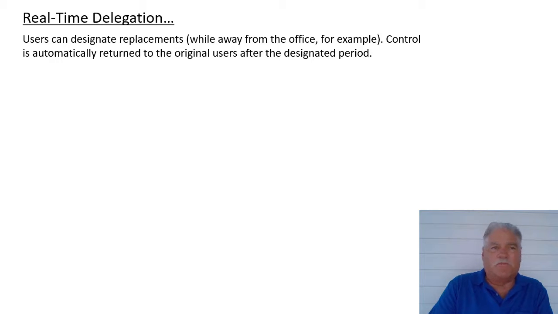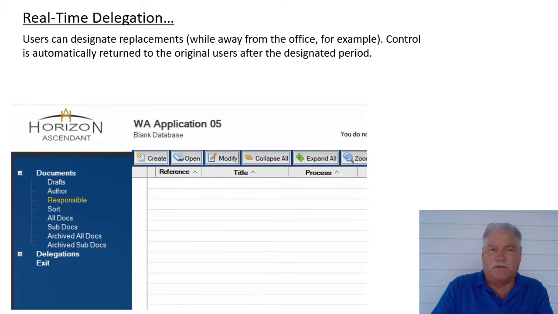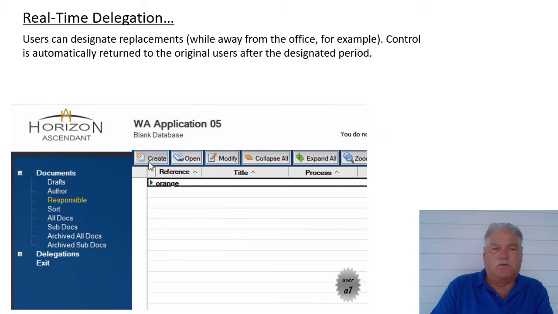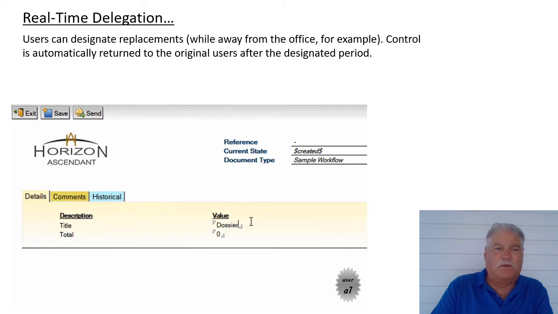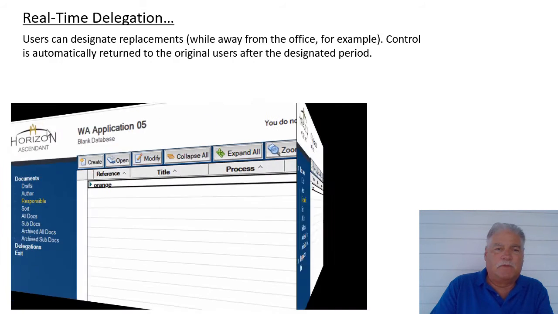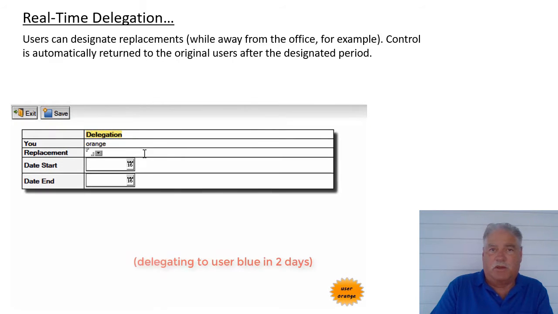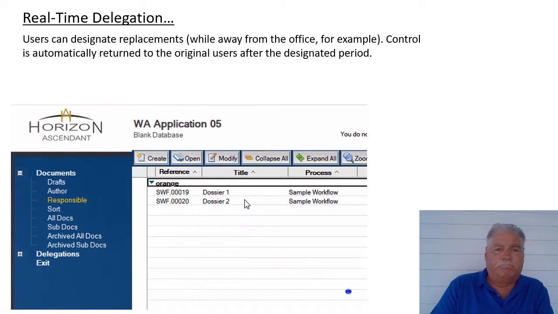Workflow Ascendant also offers real-time delegation, where users can designate replacements while they're away from the office. To demonstrate this, a user will send 2 documents into the workflow. It is for user Orange to intervene. User Orange will create a delegation document delegating his responsibilities to user Blue. Prior to leaving, he will intervene in neither. Happens.